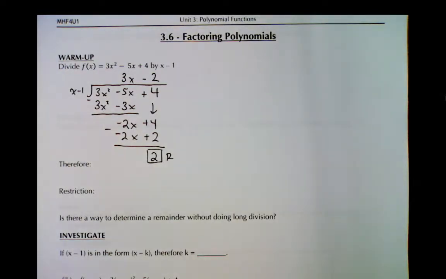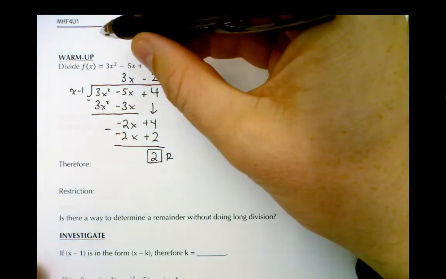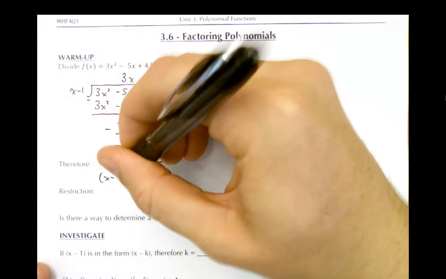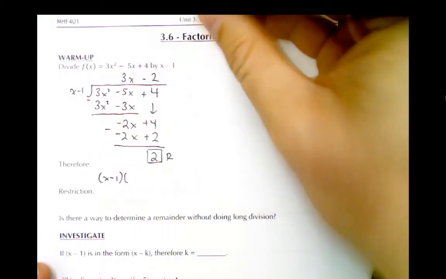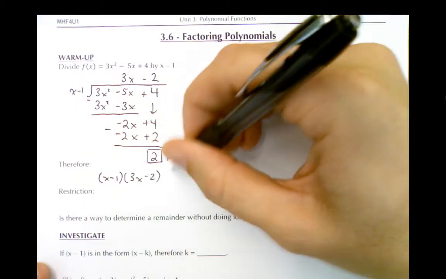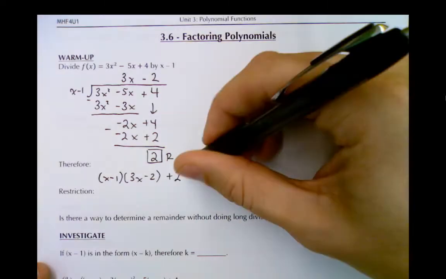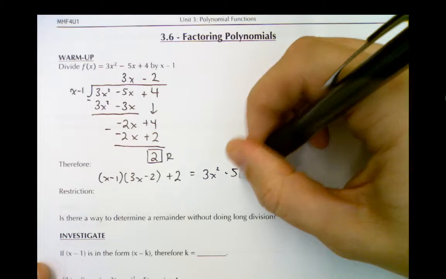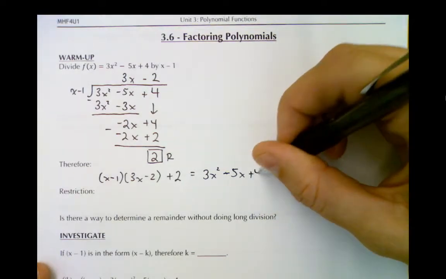Therefore, we can write a division statement and say that our binomial x minus 1 times our answer 3x minus 2 plus our remainder of 2 will equal the original polynomial 3x squared minus 5x plus 4.